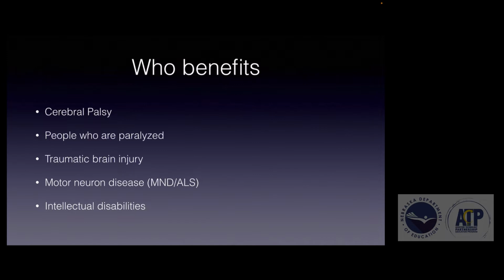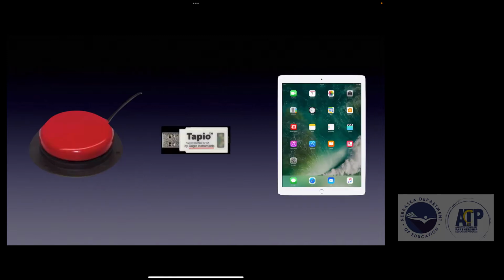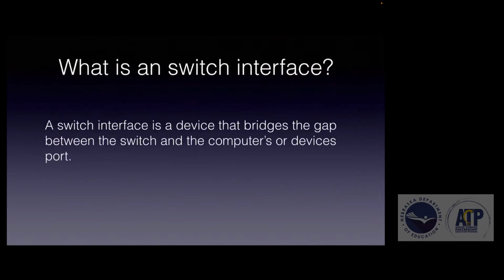People who have difficulty accessing the on-screen keyboard or some other assistive device that will allow them to be able to access the iPad. So the very typical setup that you're going to look at when you start looking at switch control is you're going to have some sort of a switch. You'll see in this one we have a red button switch. Then you'll also need to have what's called a switch interface, and you'll see an example of a Tapio in the middle. And then of course you'll need your iPad.